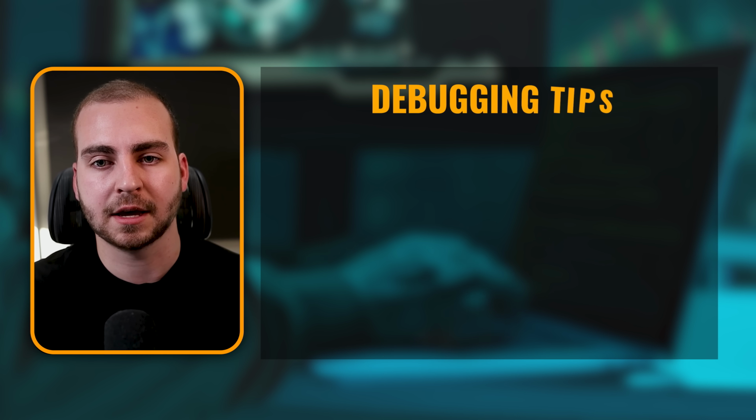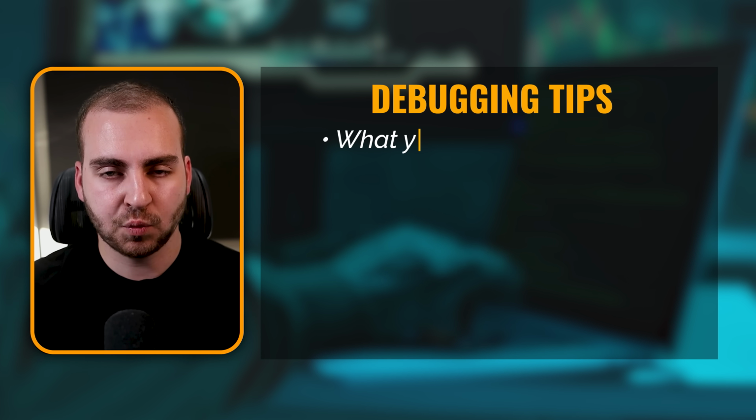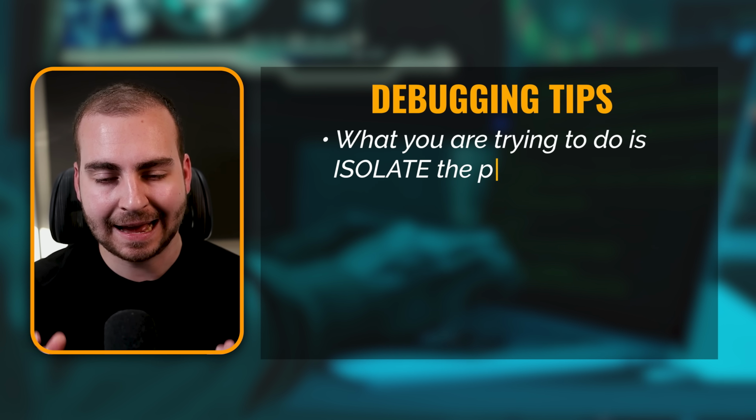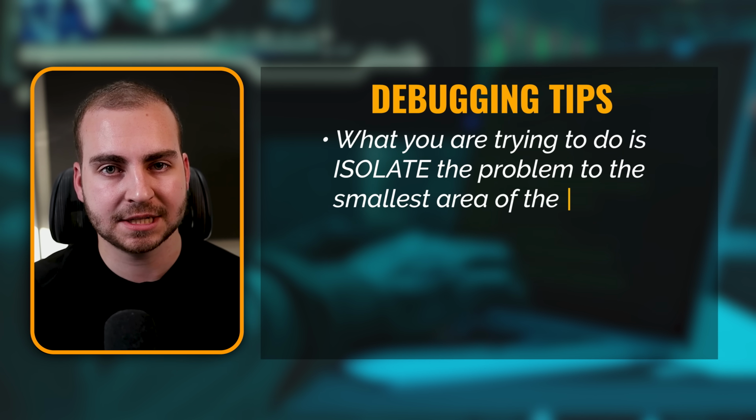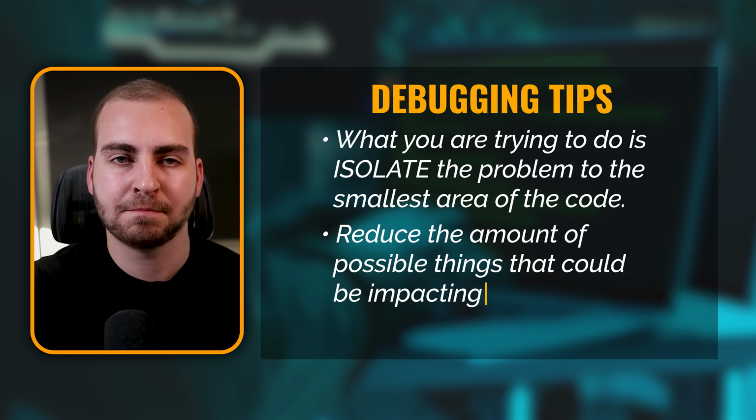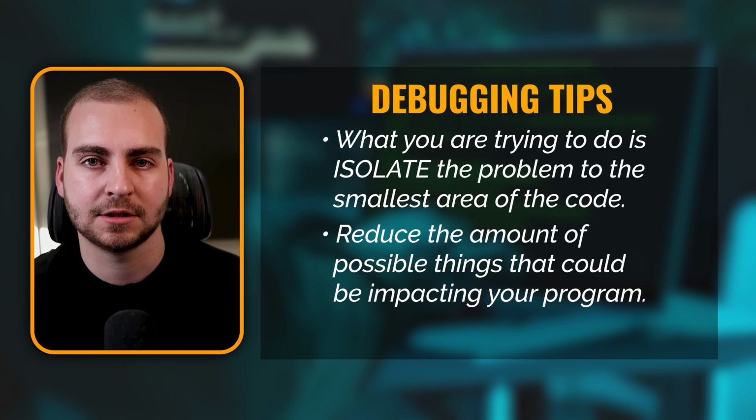First, when you are debugging, the mindset you should adopt is what you are really trying to do is isolate the problem to the smallest area of the code you possibly can. Now, this is much easier said than done, but the way you should attempt to solve bugs is to reduce the amount of possible things that could be impacting your program.